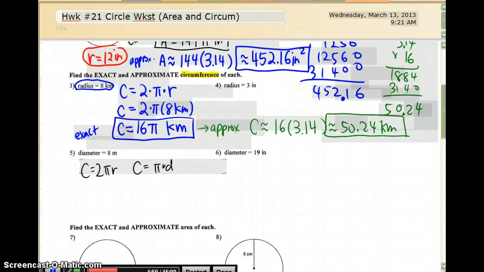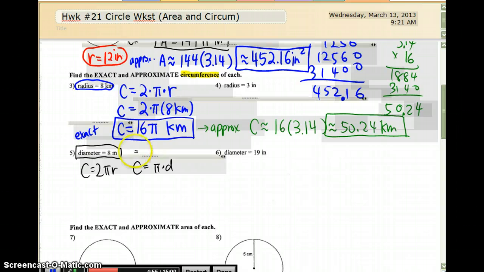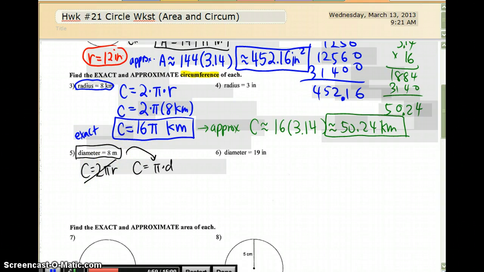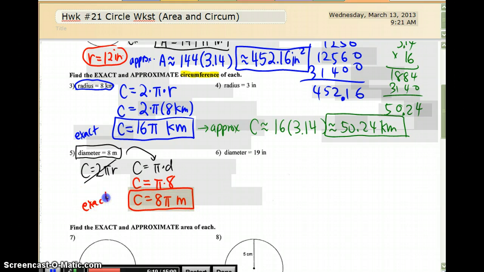Now, because question 5 gives me the diameter is 8 meters, I'm actually going to use this formula and not this one because it's going to be just a little easier for me. So choosing pi times diameter, I'm going to plug that in, pi times 8, and actually that's my first answer. I'm going to write that appropriately, which is going to be 8 in the front and then pi in the back. And I have meters, that's my label. So that's my exact answer.